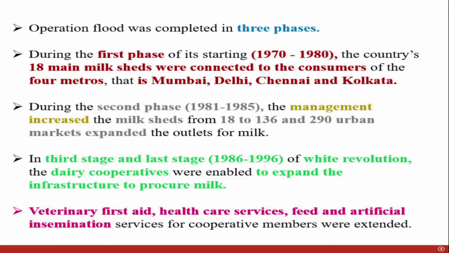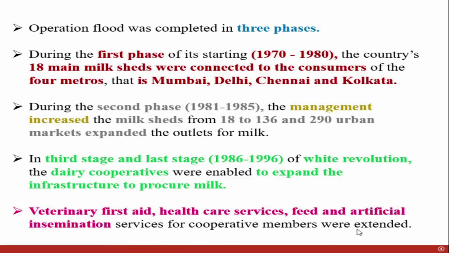In the third and last stage, between the years 1986 to 1996 of the White Revolution, the dairy cooperatives were enabled to expand the infrastructure to procure milk. It's nothing but collecting and storing the milk. Also veterinary first aid, healthcare services, feed and artificial insemination were extended.